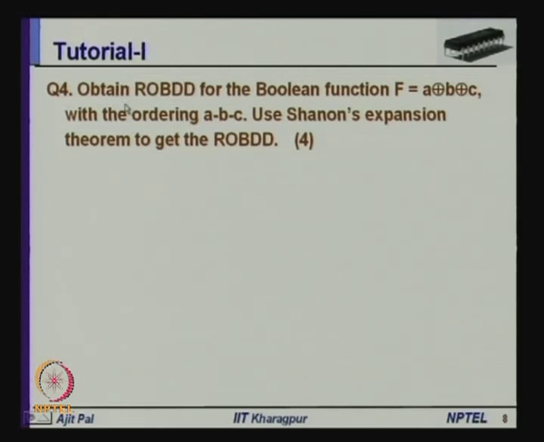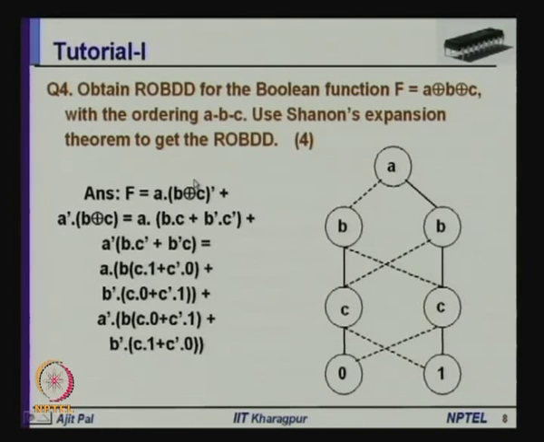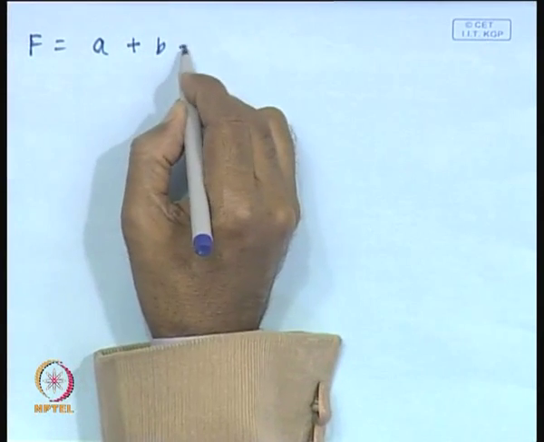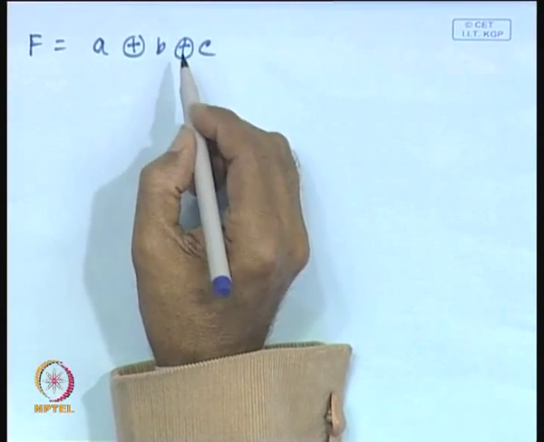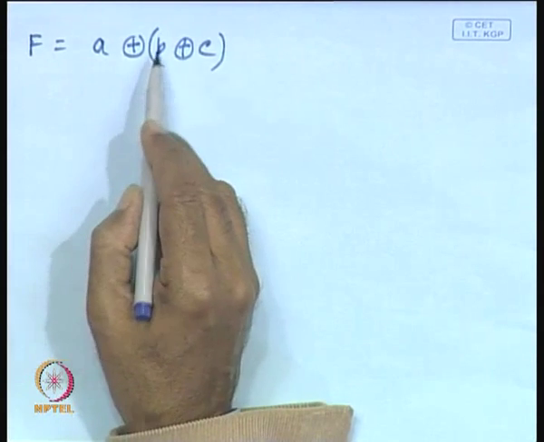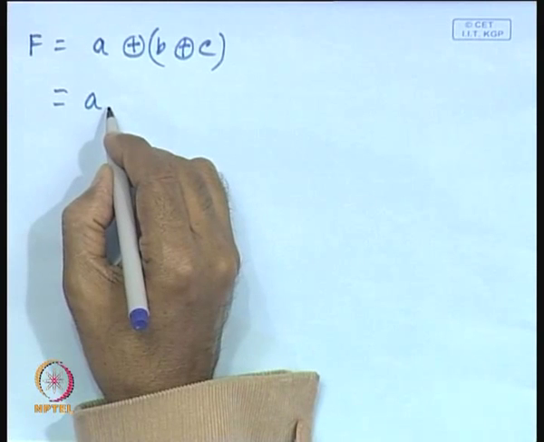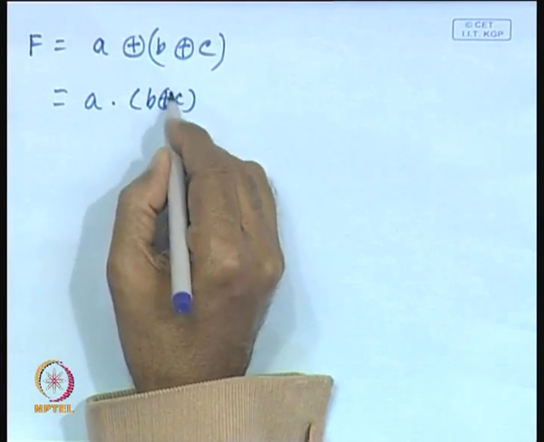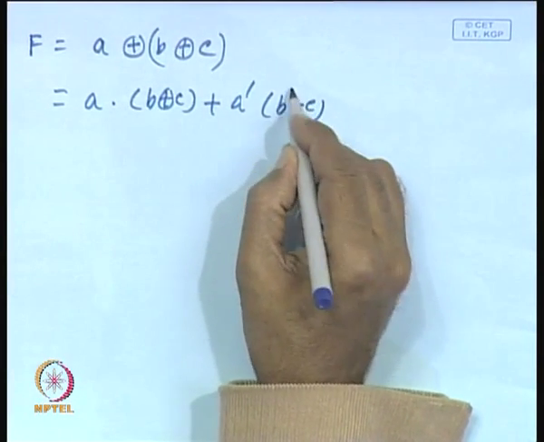Coming to the last question: obtain the ROBDD for the Boolean function f with the ordering ABC. The problem is, f is equal to A exclusive OR B exclusive OR C. Use Shannon's expansion theorem to get the ROBDD. Here is the Shannon expansion, let me expand it again. So, your f is A exclusive OR B exclusive OR C. First you have to expand around A, then you will expand around B and C. As you know, we can write it as A and (B exclusive OR C) plus A bar (B plus C bar). You can expand it this way.